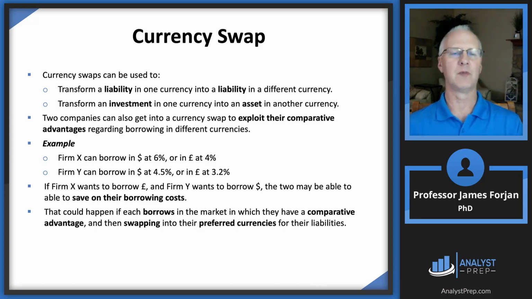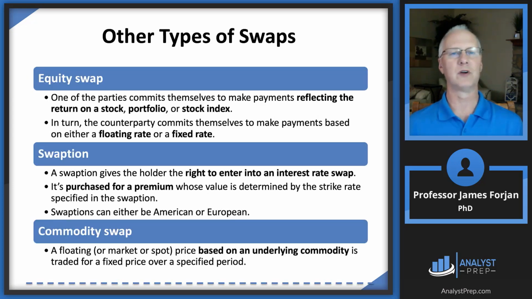So here's a quick example. Firm X can borrow in dollars at 6% or in pounds at 4%. Firm Y can borrow in dollars at 4.5% or in pounds at 3.2%. And so, just take the difference between those two. And then both of these are going to be able to save on their borrowing costs. And this is the result of comparative advantages, and then they'll swap into their preferred currencies.